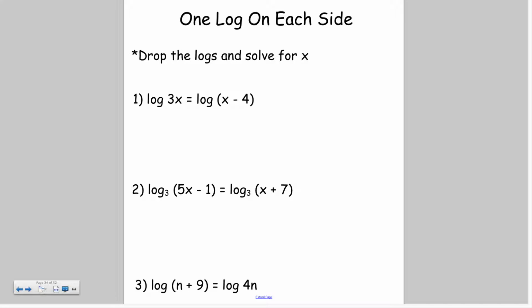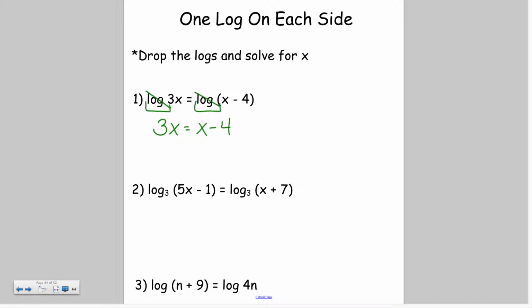So the first one, when we have one log on each side, we're going to drop the logs and solve for x. So we have a log on this side and we have a log on this side. Now, they have to have the same log base. And when there's not a number there, our base is 10, okay? So this is just going to cancel each other out. And we're going to be left with 3x is equal to x minus 4.